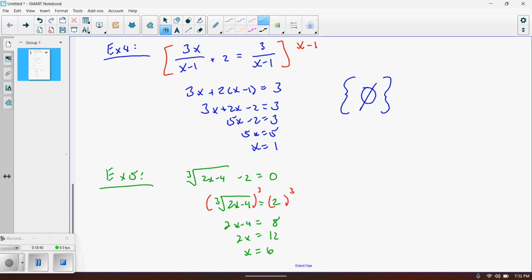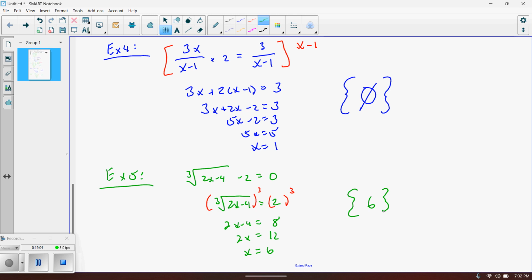just in case. If you were to plug in 6, you would have 2 times 6, which is 12, minus 4 is 8. The cube root of 8 is 2, and then 2 minus 2 is 0. So this does work out. Again, I'm not writing all of that down, but you should be able to go back and check that. So your solution to this is the solution set of 6.